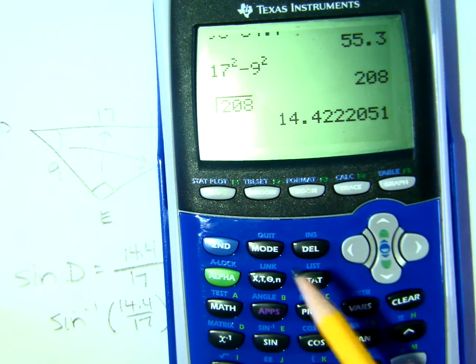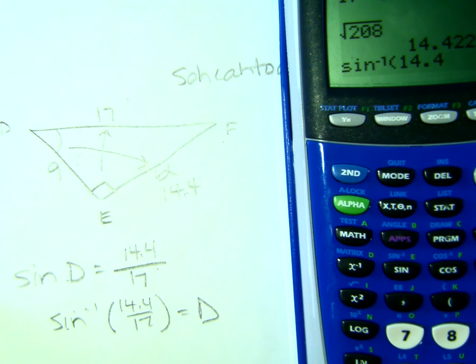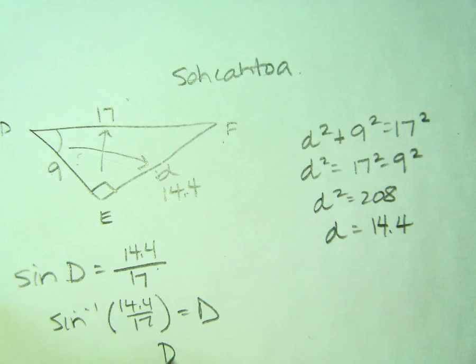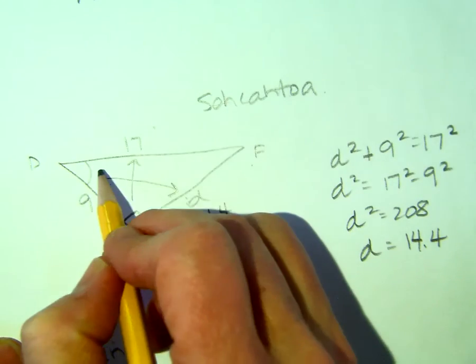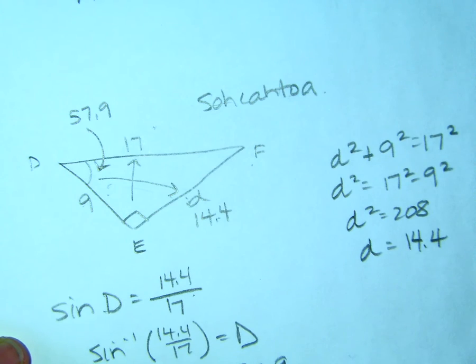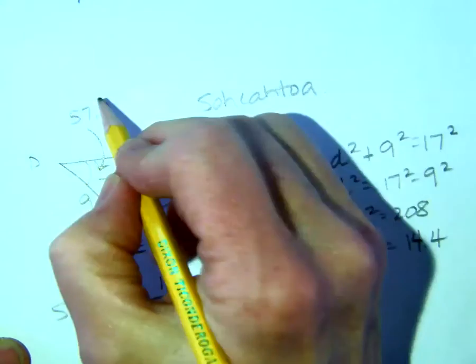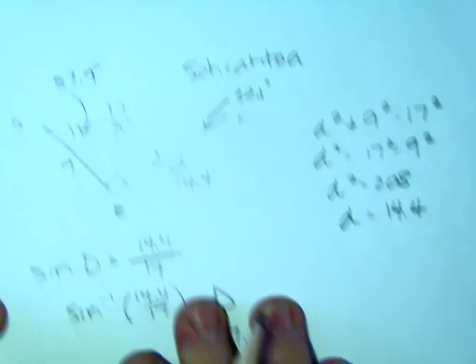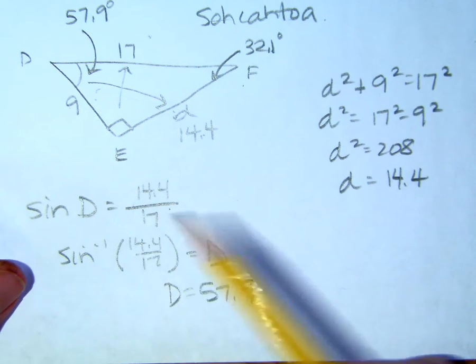So once again, how do I get that? I hit second sine, which gives me inverse sine, and then I plug in my ratio, and I get 57.9. And so if this is 57.9 degrees, this has to be 32.1 degrees. Yeah, your calculator knows the trig ratios of all these angles.